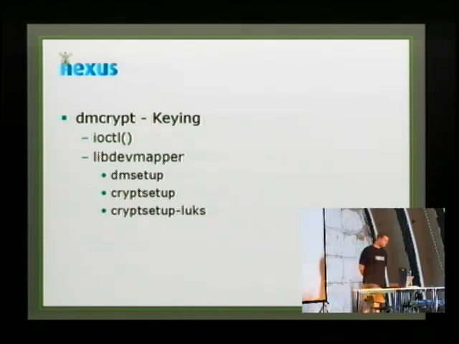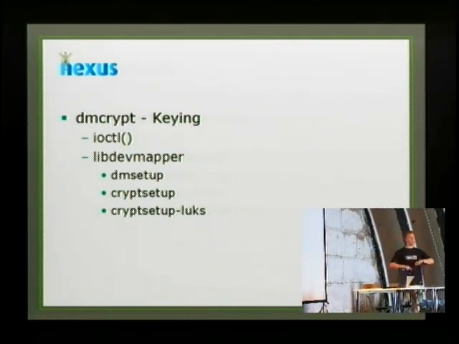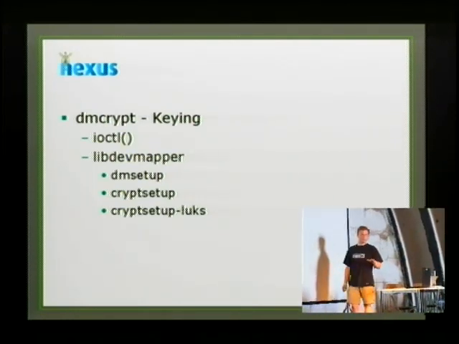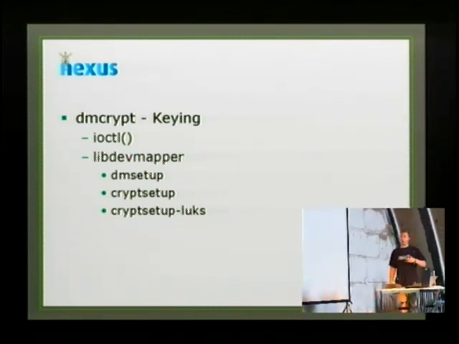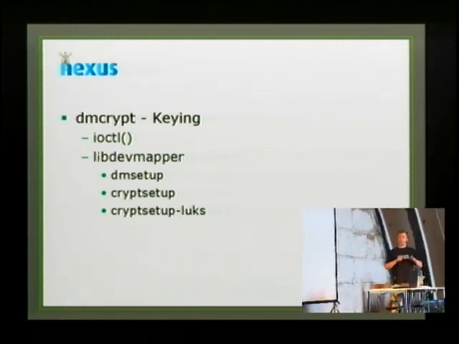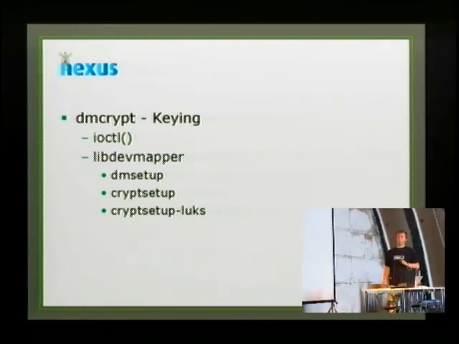So, keying. The keys are introduced to the kernel by an ioctl, and dm-crypt is part of the device mapper infrastructure in the Linux kernel. So it uses libdevmapper, which is a common framework for talking to the device mapper. And there are three different solutions for keying. We can use dmsetup, which is kind of awkward to use, but it gives us a raw interface into libdevmapper, and the ioctl is used. So we can set up different kinds of cryptographic solutions.